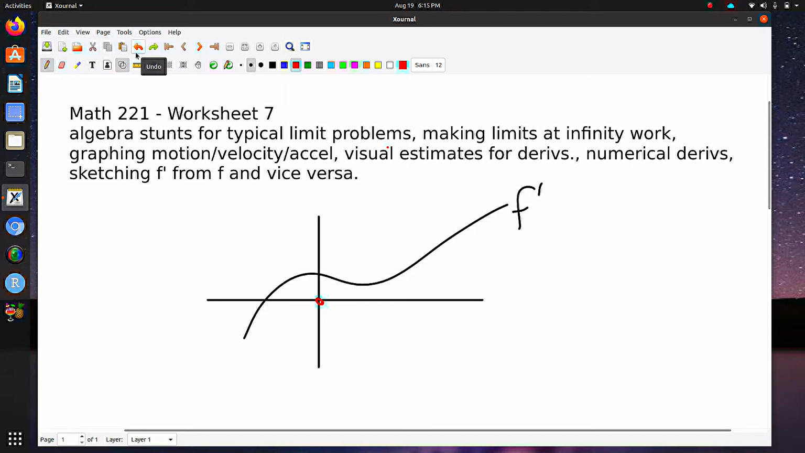So that means it's going to be either a max or a min, but in this range, my function is decreasing and then increasing. If I'm decreasing and then increasing, I must have a local min. It may not be the minimum overall, but it's a min right around that region. That's why we call it a local min.